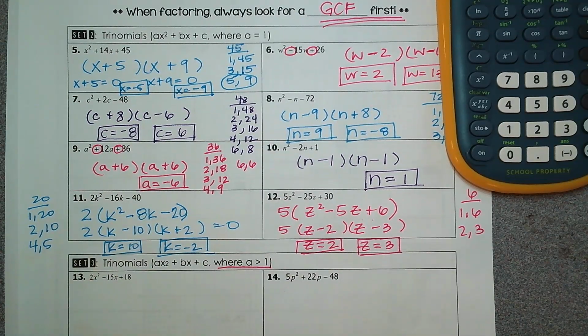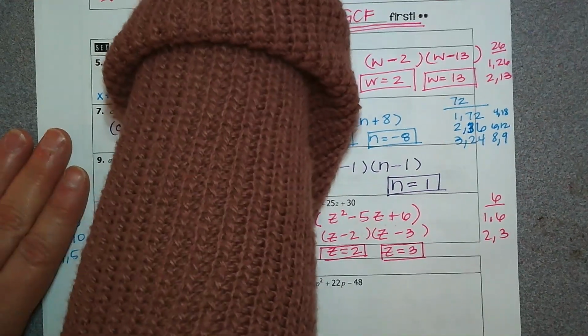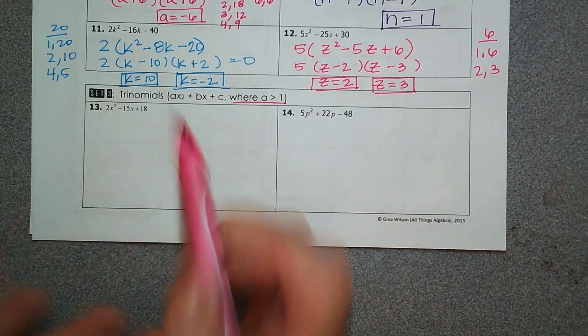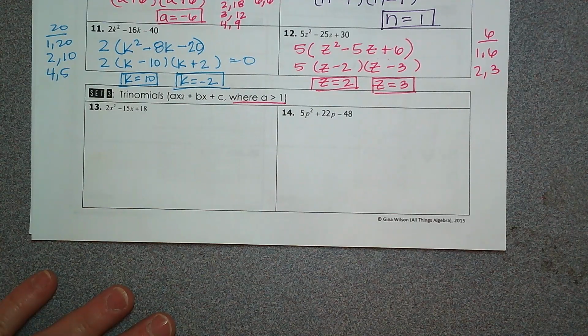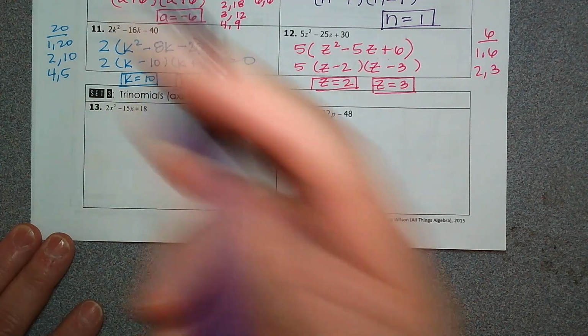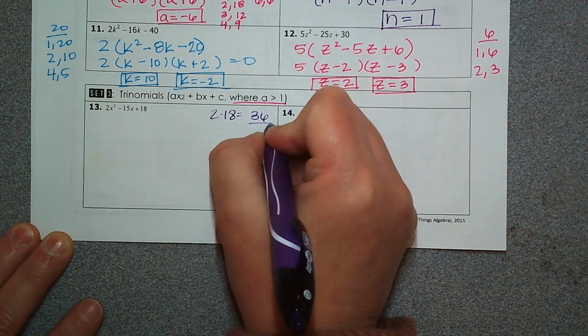All right, so I'm going to show you an example here. Number 13. What's the first step? Do we have a GCF? No. So then I need to go to my bottoms up method. The first step is to multiply A times C. What is A times C? 2 times 18 is 36.